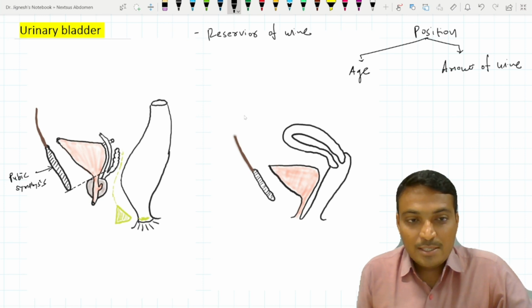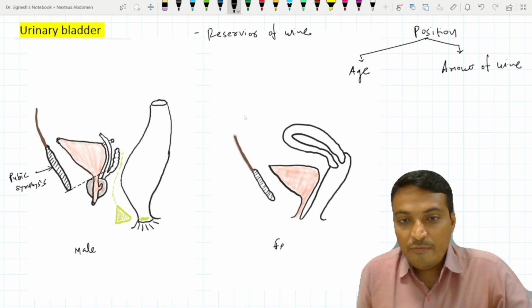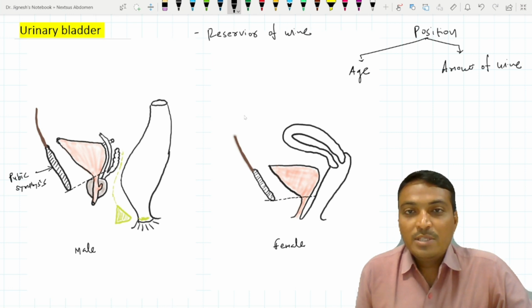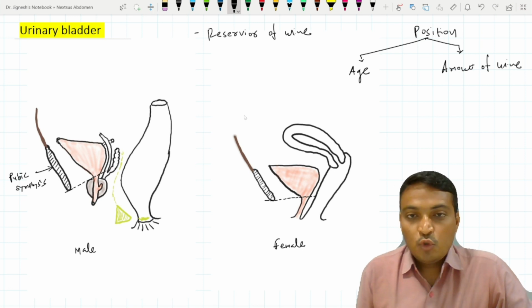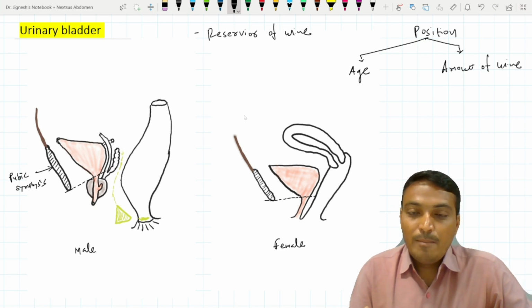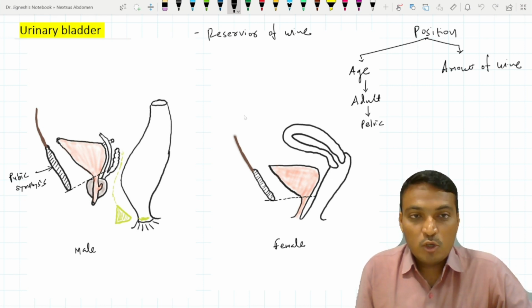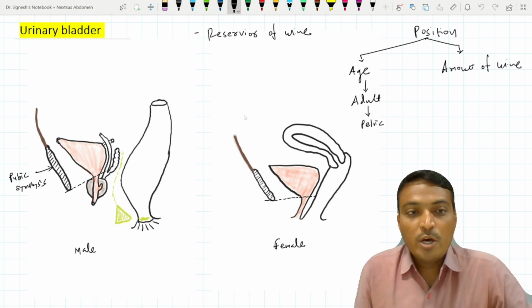So this one is the sagittal section of the male pelvis, and this one is the sagittal section of the female pelvis. Here also we can appreciate that the neck of the urinary bladder is at the lower border of this pubic symphysis. So in case of the adult person, this urinary bladder is pelvic in nature, where the neck of the urinary bladder corresponds to the lower border of the pubic symphysis approximately.